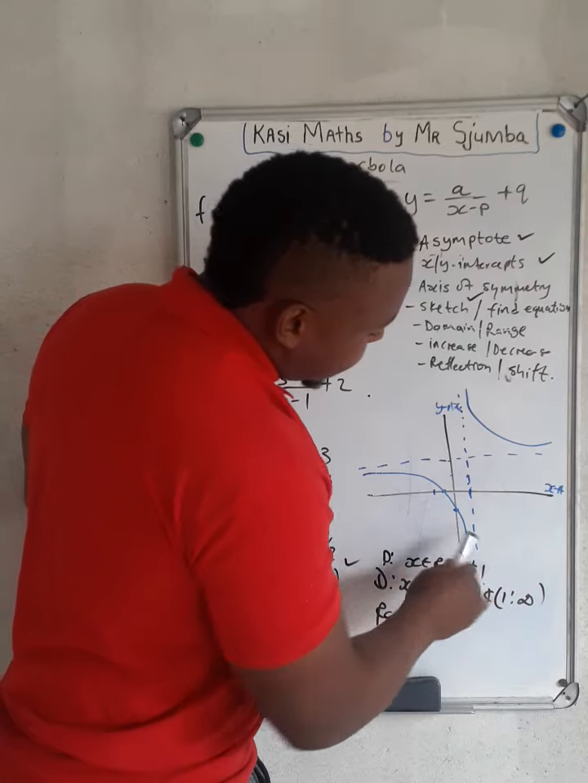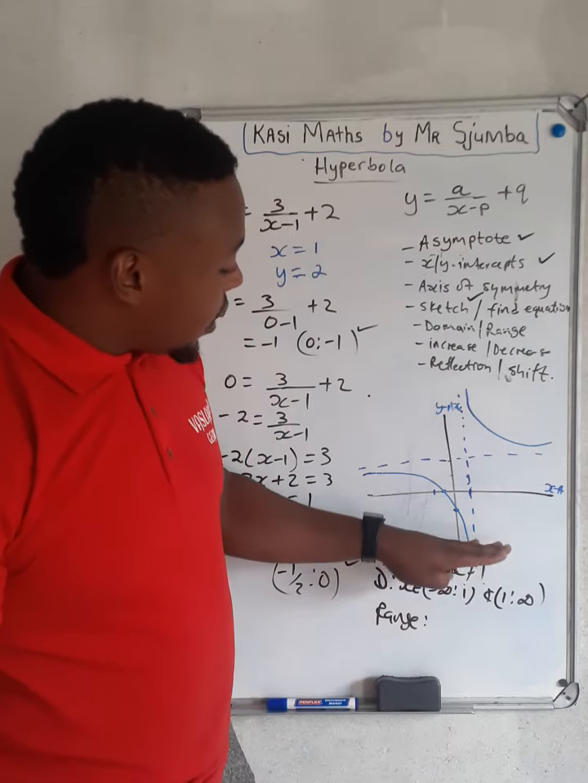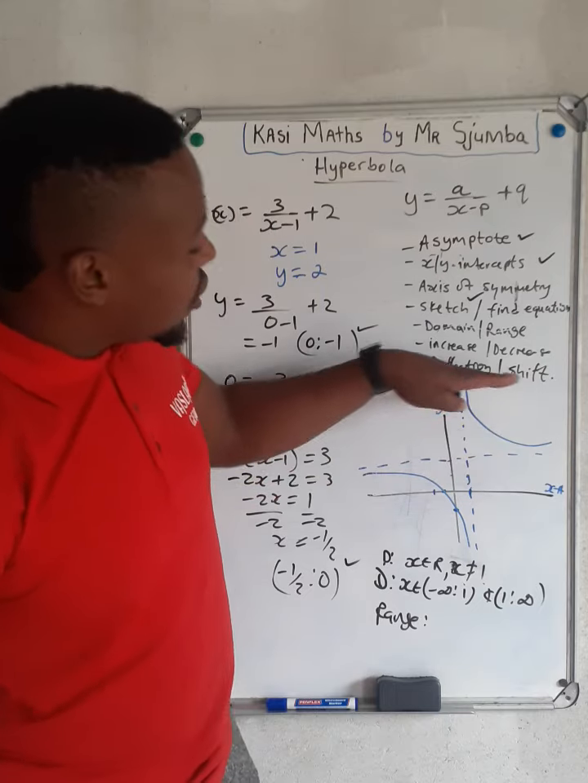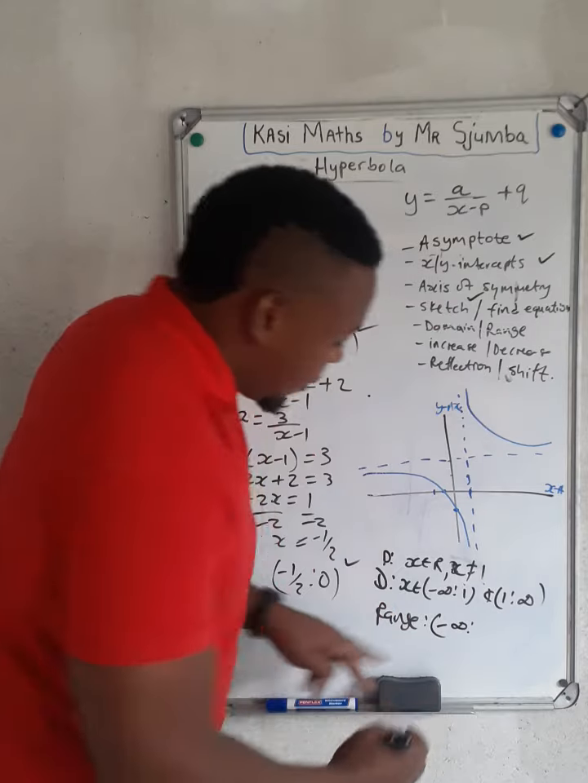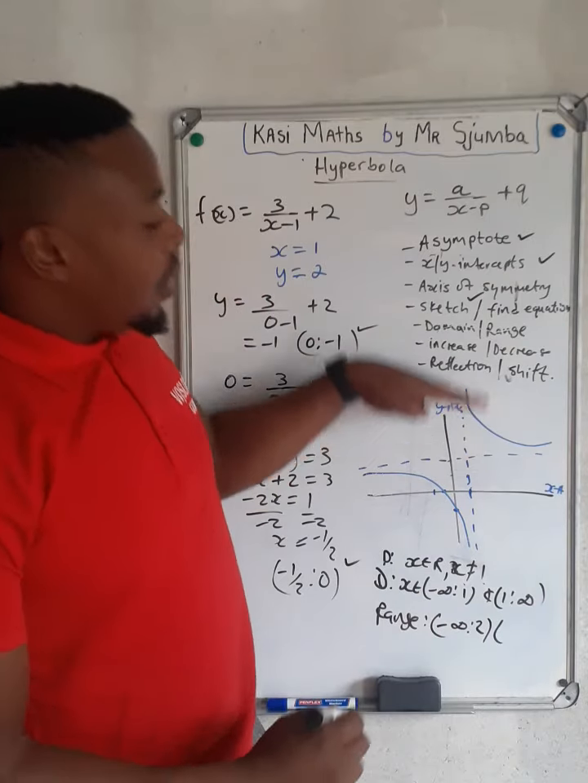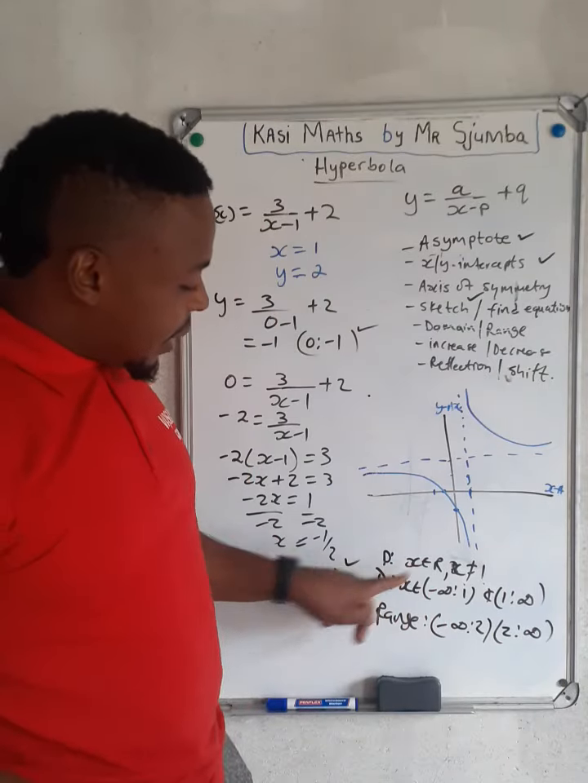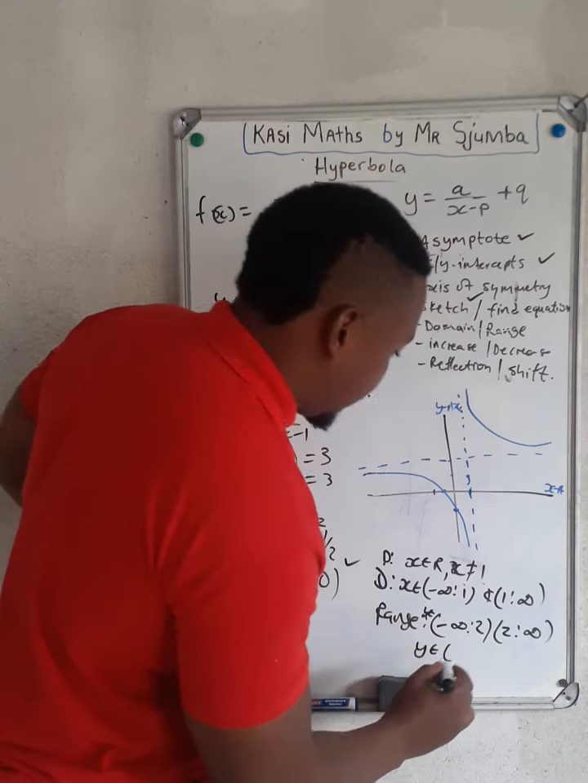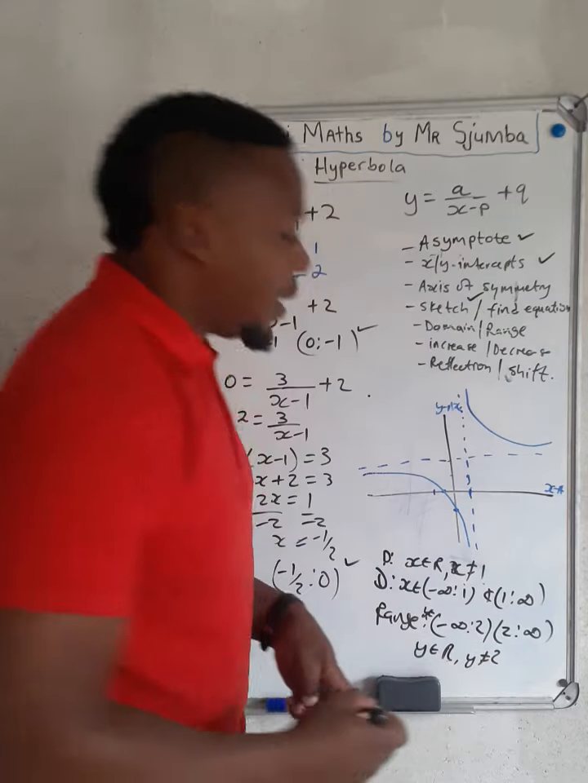The range looks at where the graph is vertically. The graph starts from negative infinity and goes up to y equals 2. The graph does not exist above y equals 2 at that piece, then it exists again until positive infinity. So the range is from negative infinity to 2, and then from 2 to positive infinity. We can say y is an element of all real numbers, but y must not equal 2.